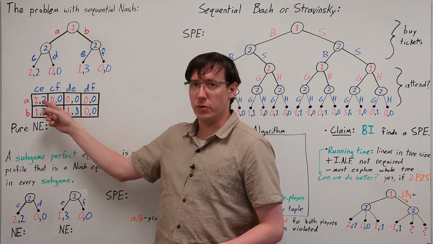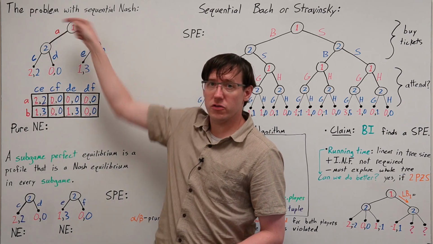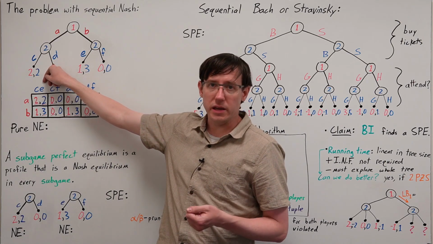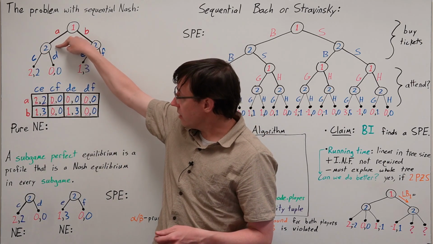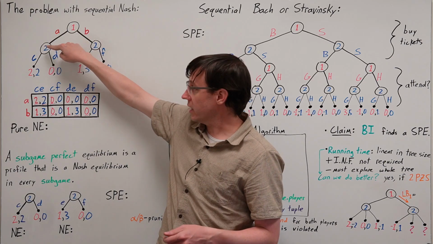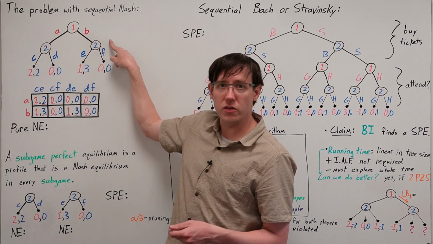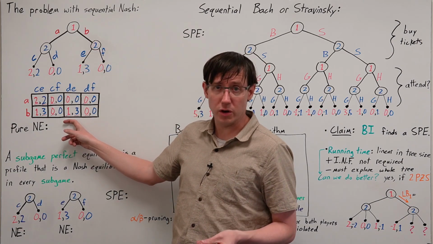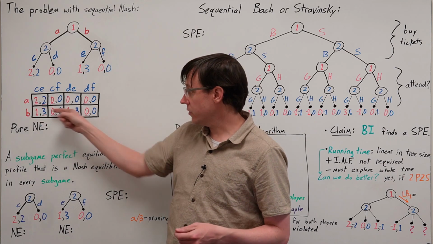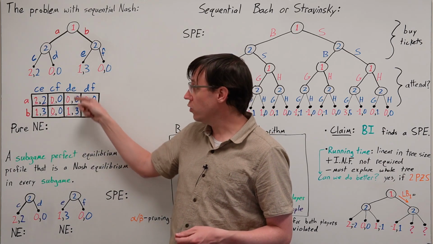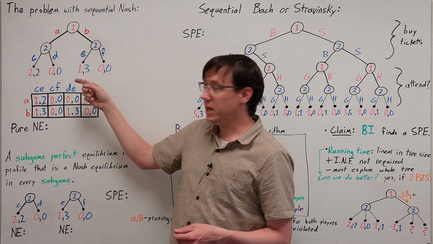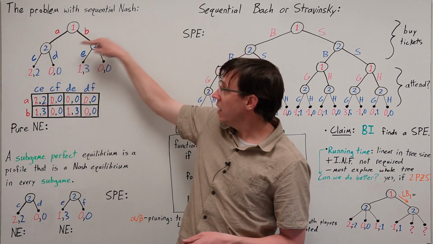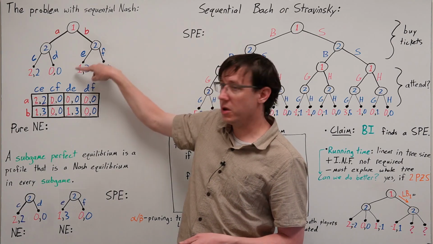In one equilibrium, player 1 plays strategy A, while player 2 plays the strategy CE, meaning that if the game arrives at this decision node, player 2 will pick C, and at this decision node they would pick action E. And in the second pure Nash equilibrium, player 1 plays strategy B, while 2 plays DE, meaning that player 2 would play D if the game got here, and would play E if the game got here.